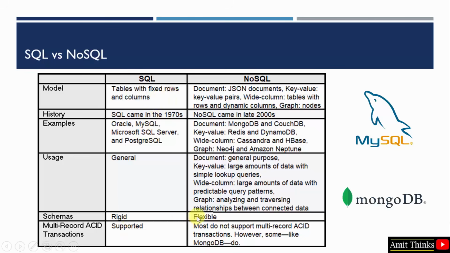Schemas: it is rigid in SQL and flexible in NoSQL. NoSQL is a flexible database, you can say. You can store the data in all these different forms: document, key value, graph. Multi-record ACID transactions are supported by SQL. NoSQL doesn't support them, but MongoDB will still support them. ACID is an acronym for atomicity, consistency, isolation, and durability. These are basically database operations, and this is known as ACID properties, or you can say ACID transactions.